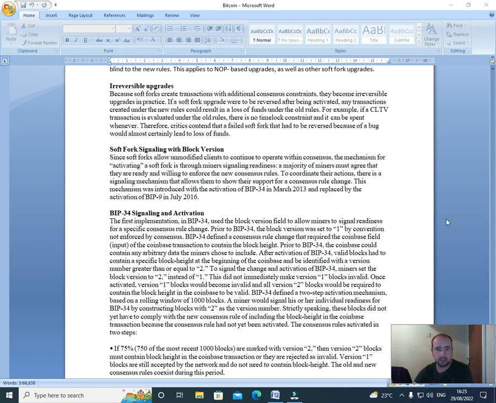Therefore, critics contend that a failed soft fork that had to be reversed because of a bug would almost certainly lead to a loss of funds.